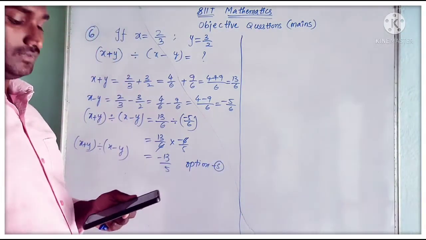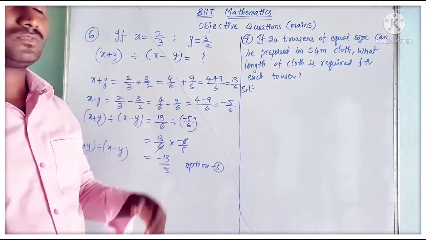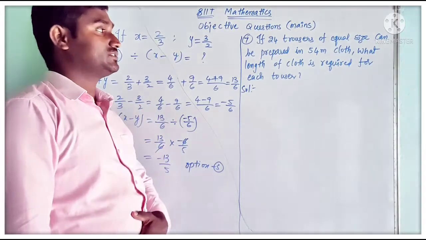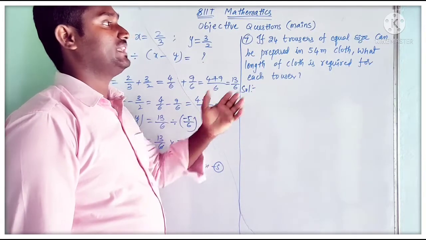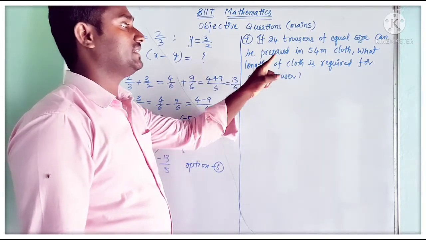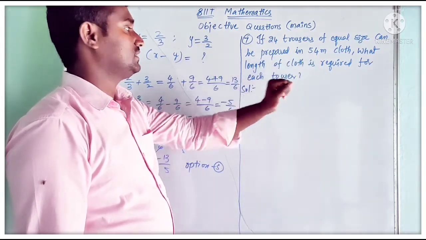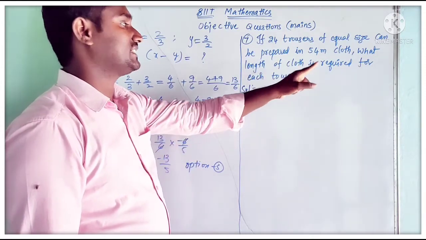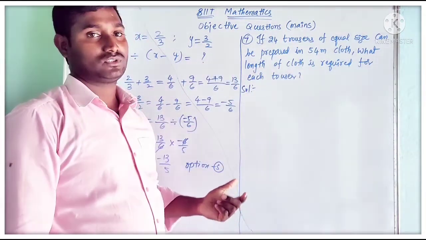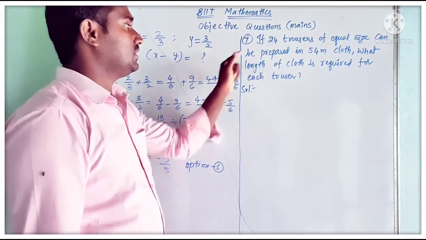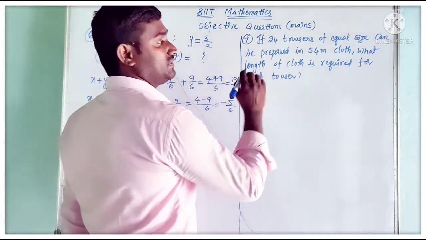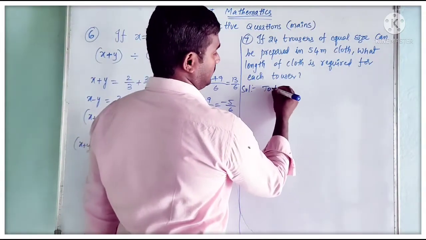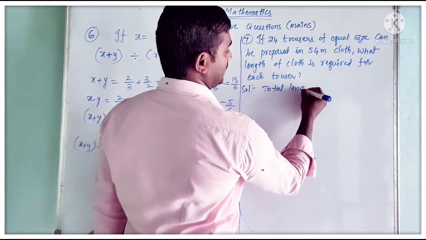Okay. Stop the video. Now I am going to discuss the 7th question. If 24 trousers of equal size can be prepared from 54 meters of cloth, what length of cloth is required for each trouser? It's a very easy question. We have 24 trousers. What is the total length of the cloth? 54 meters.